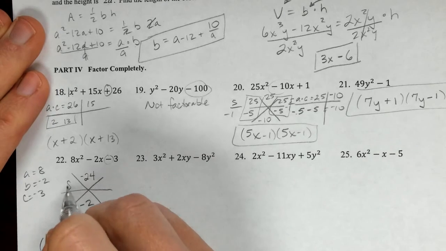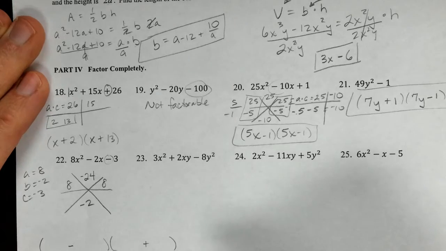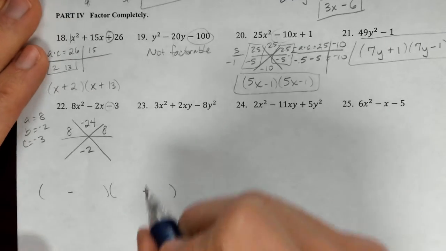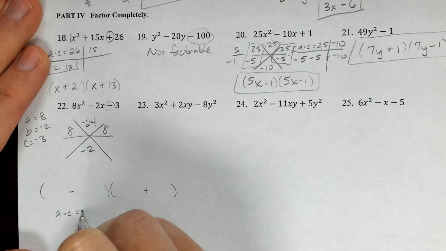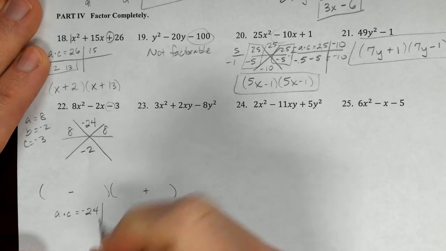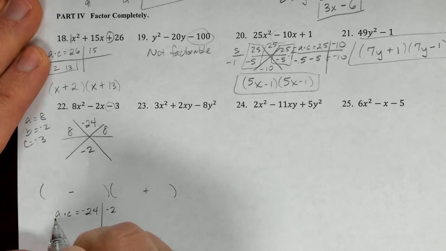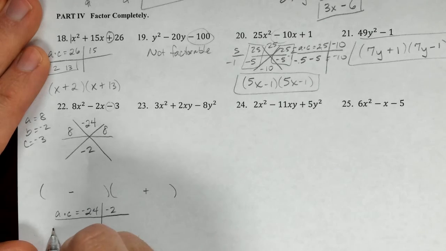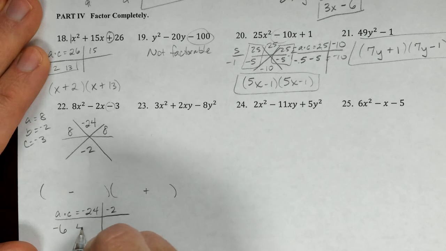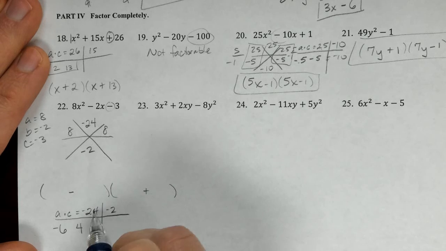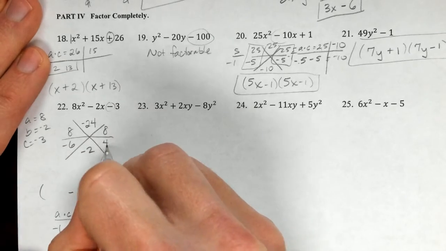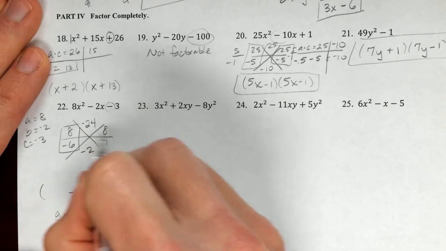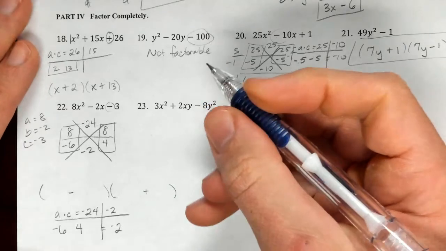I can go ahead and fill in my 8. So I'm looking for factors of A times C, which in this case is a negative 24, but then add to give me a negative 2. So negative 6 and positive 4 multiply to give me a negative 24, but add to give me a negative 2. So it doesn't matter which one you put where. Here are your fractions. We're reducing those.